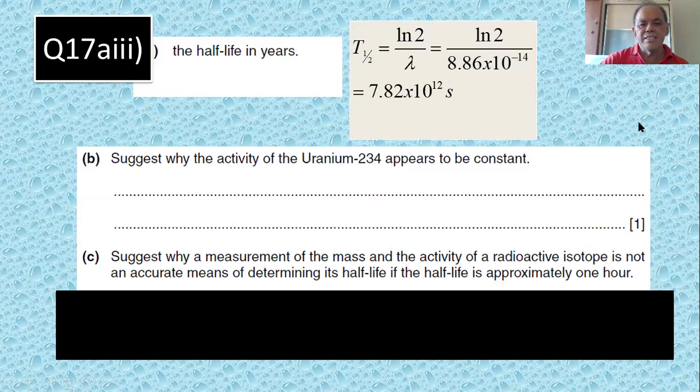Suggest why the activity of uranium-234 appears to be constant. I can see the half-life for uranium-234 is very long. So very long means that it will take a very long time to decay. So the activity more or less will be constant. Usually we take a short time, probably 10 minutes or 5 minutes, depending on the activity. If the activity is high, we just take 1 minute to measure. So 1 minute compared to that 10 to the power 12 seconds is very small. So they hardly change at all.